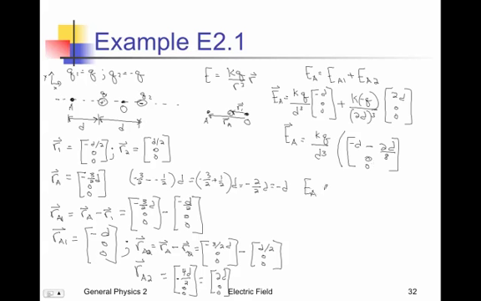So E_A equals kQ over d cubed. Now I can factor out a d out of here, and so I'm left with a minus 1 minus a quarter, 0, 0. And so I can cancel, this becomes squared, and so E_A equals kQ over d squared, and then this minus 1 minus a quarter is minus 5/4.